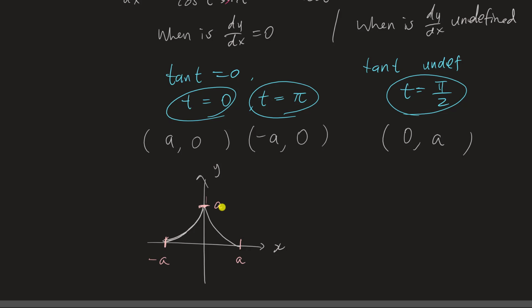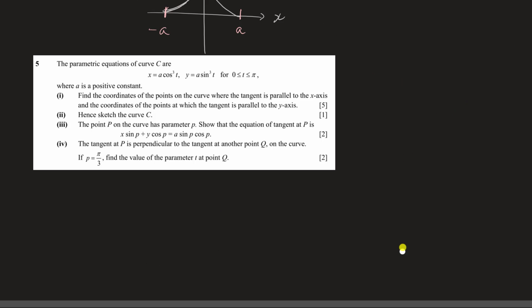So as long as you write this, you'll be correct. The GC actually just tells you what kind of shape it is. Okay, now the third part, point P on the curve has parameter P. Show the equation of the tangent at P is this.